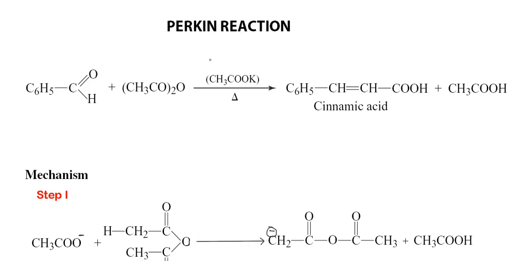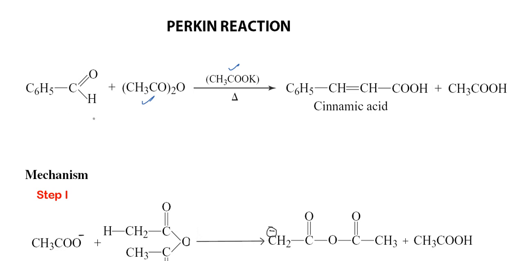Next condensation, or next reaction, is the Perkin reaction. This is again the condensation of an aromatic aldehyde with an acid anhydride. We are using this acid anhydride in the presence of a base, and the base we are using is the sodium or the potassium salt of the acid corresponding to the anhydride. Again we are using benzaldehyde, which does not contain the alpha hydrogen.